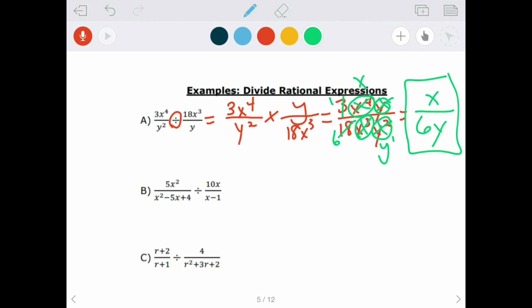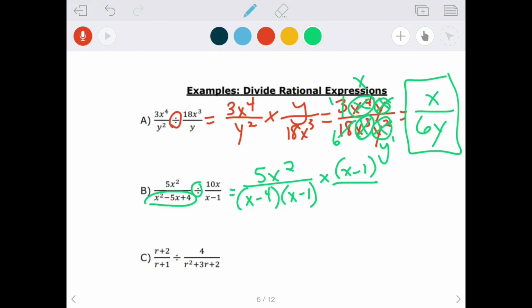Our second example, again, we take our first expression and we are going to write it as 5x squared, and we can go ahead and factor the denominator. So I am going to make that x minus 4 times x minus 1. Then I'm going to change the division sign to a multiplication sign. And then I'm going to take the reciprocal. So I'm going to have x minus 1 in the numerator. And then I'm going to have 10x in the denominator.